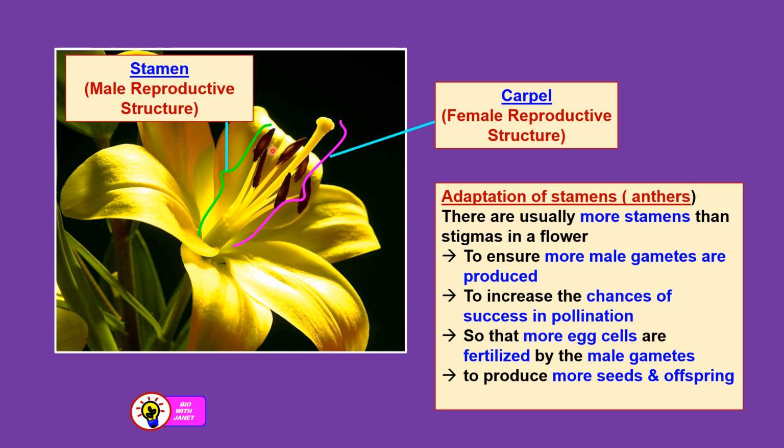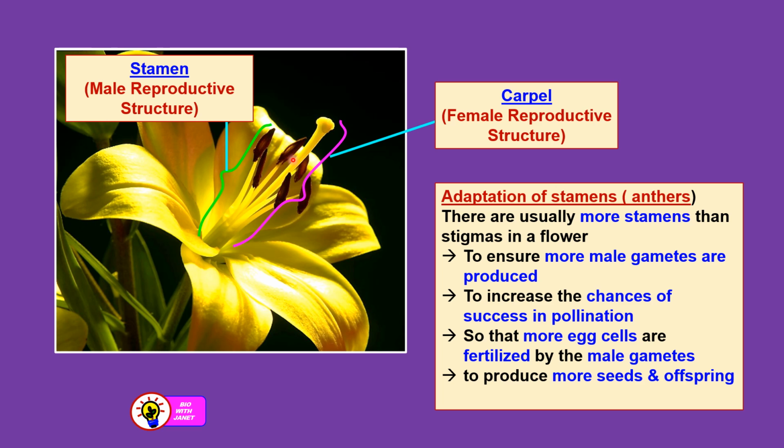So this will increase the chances of success in pollination, because the male gametes in the pollen grains have to be transferred to the stigma of the same flower or another flower. So the chances of success in pollination is increased if there are more male gametes. More male gametes will be able to reach the stigma, okay, because of the numbers.